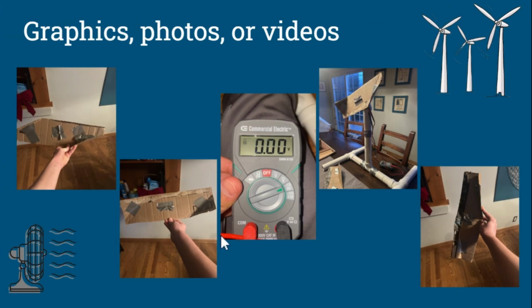Here are some photos. This is the 90-degree angle blade. This is the 45-degree angle blade. This is our multimeter that we used. This is the fully built wind turbine, and then this is the 125 degree angle blade.